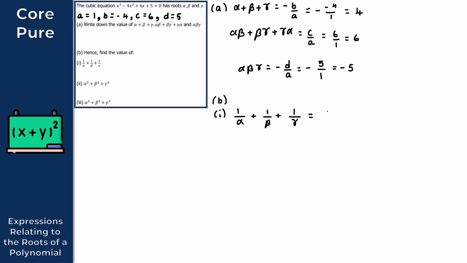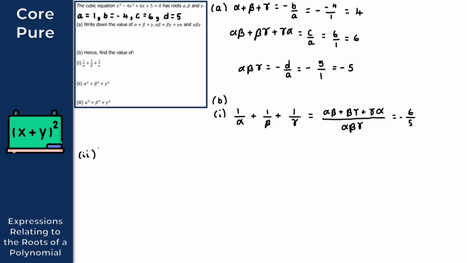So nice and straightforward then. I've got alpha beta plus beta gamma plus gamma alpha, and this is all over alpha beta gamma. Well, in that case, we know the value of this expression, that's 6. We know the value of this expression, that's minus 5. So I get 6 over minus 5, which is the same as minus 6 over 5. Okay, and there we have it. So that is the solution to the first part of B. Now for the second part of B, we have alpha squared plus beta squared plus gamma squared.